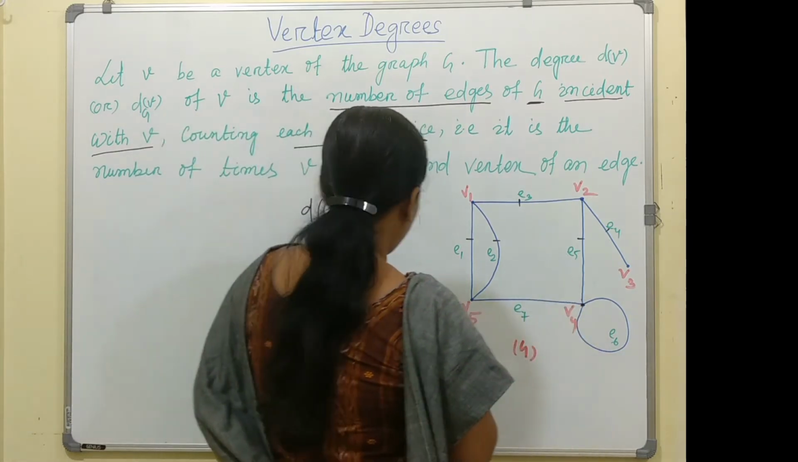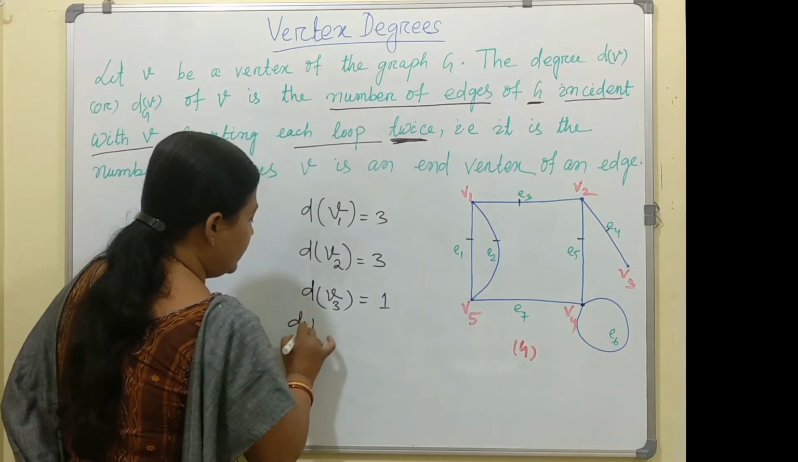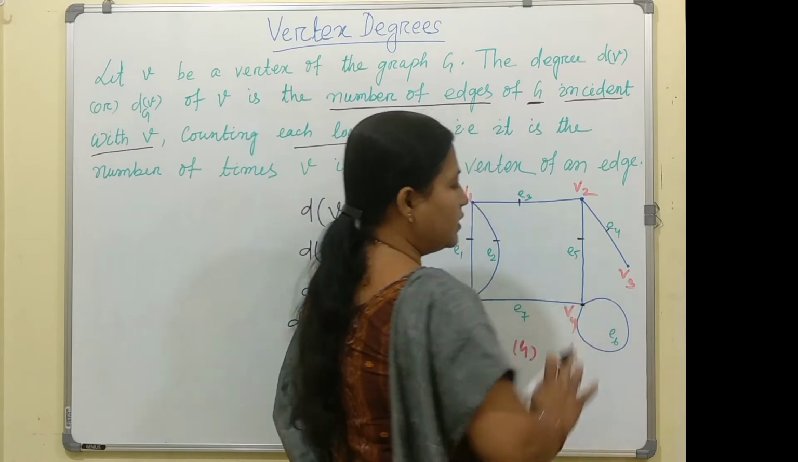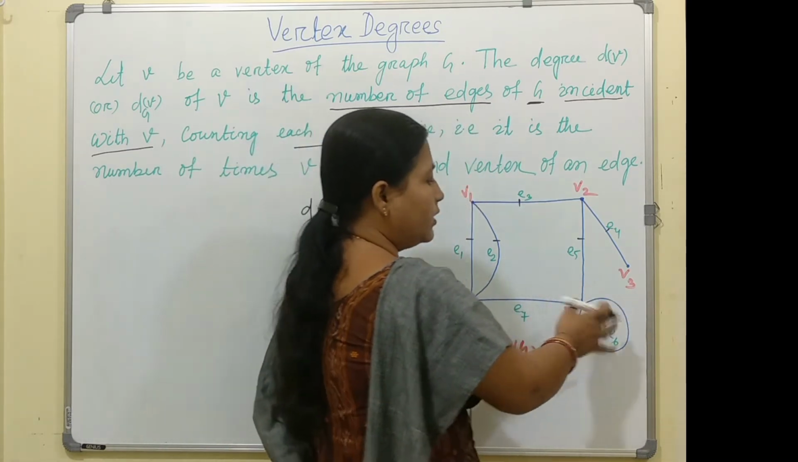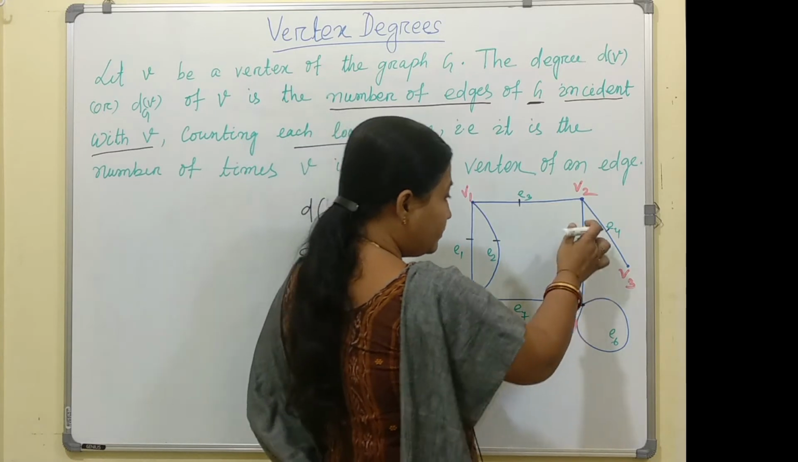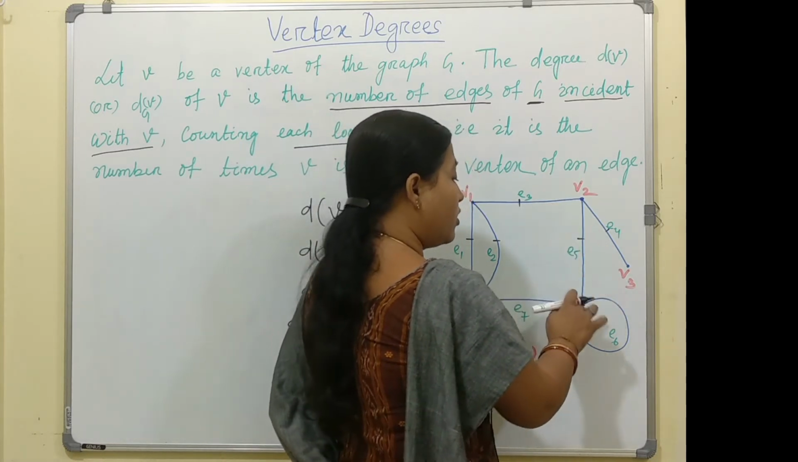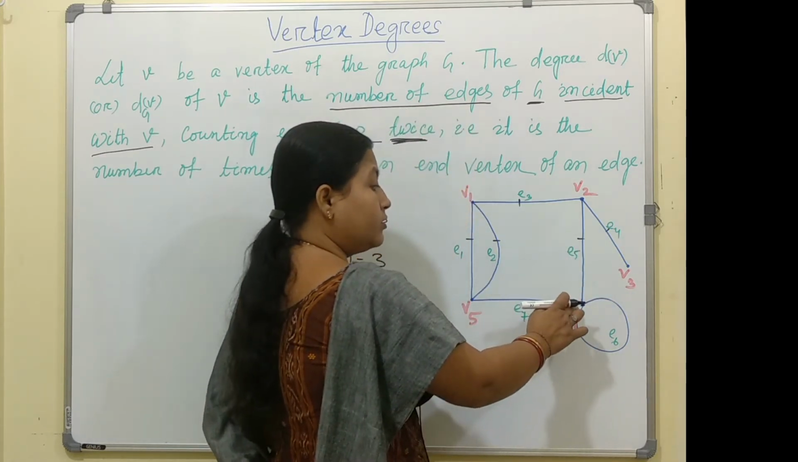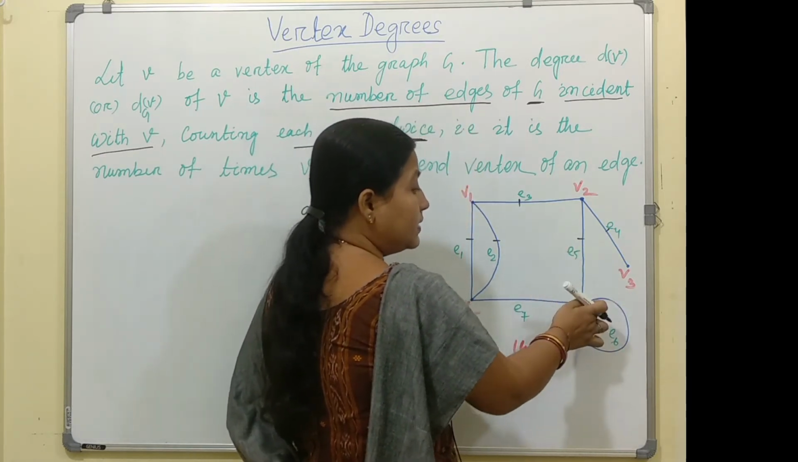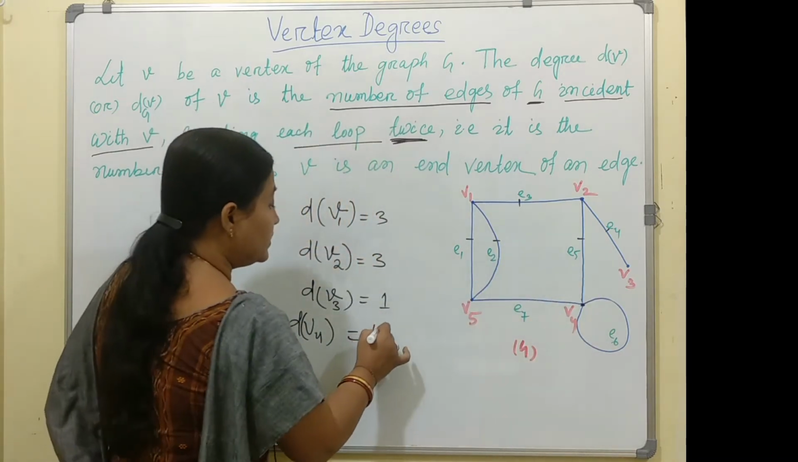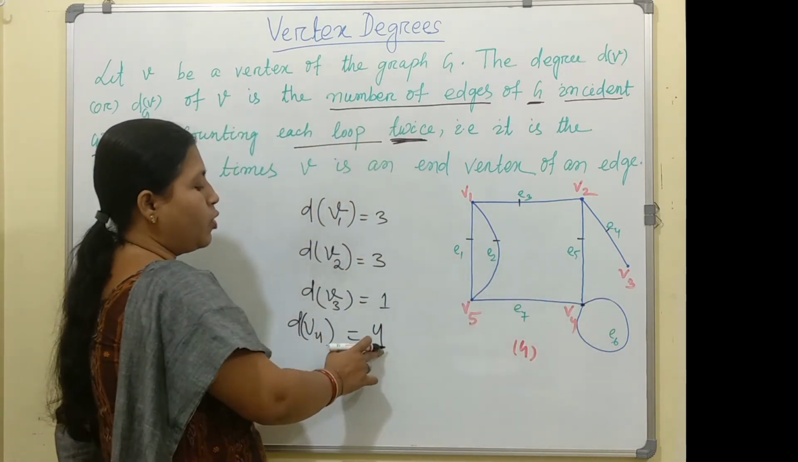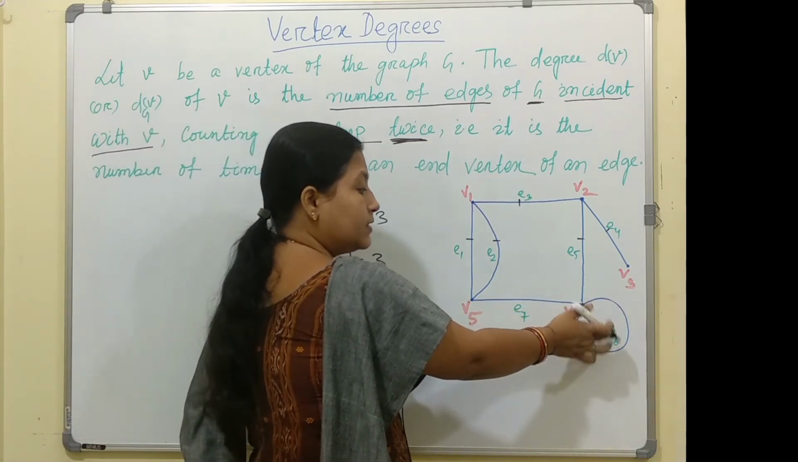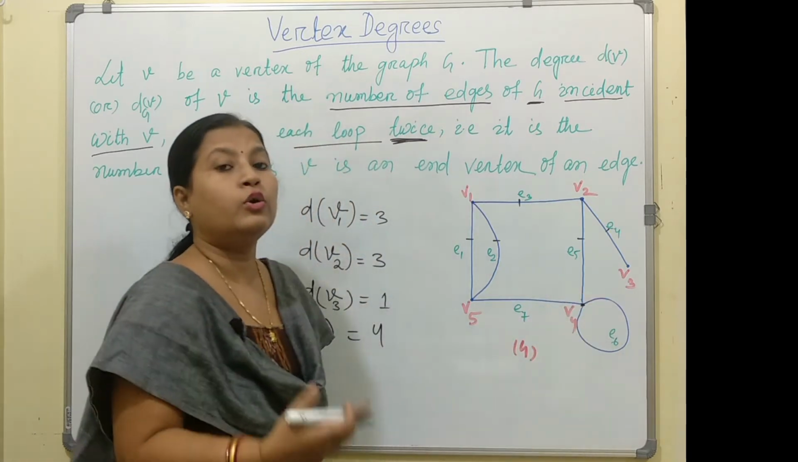Now come to V4, degree of V4. Here E6 is a loop, that is, the number of edges counted here is 2 times, and E5, E7 are also incident with V4. So E5, E7 are 2 edges and E6 is a loop. So this is 4. Degree of V4 is 4. There are 3 edges, and since E6 is a loop, it is counted 2 times.